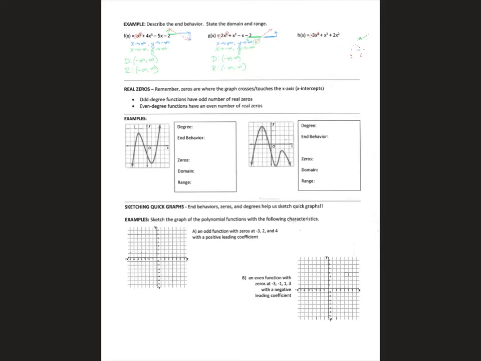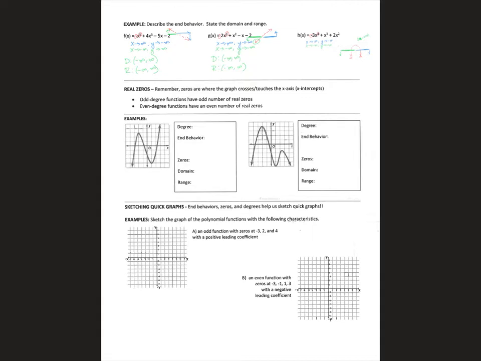As x gets farther and farther in the positive direction, or gets bigger and bigger, where's my y value going? It's going down. So as x approaches positive infinity, my y value is approaching negative infinity. As my x gets farther and farther negative, or gets smaller and smaller, where's my y value going? It's going down as well. So as x goes towards negative infinity, my y value goes towards negative infinity as well.